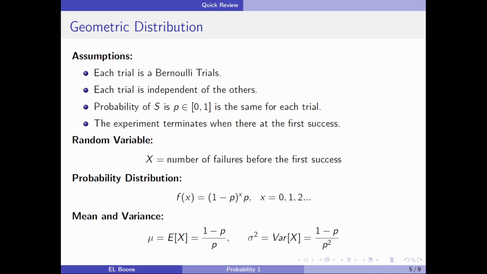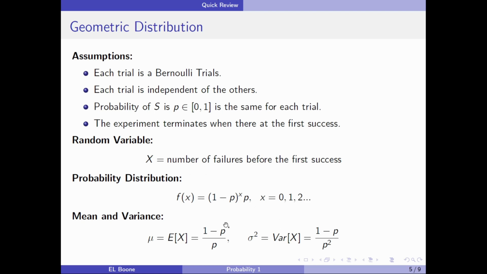All right, the geometric distribution. So each trial is going to be a Bernoulli trial. Each trial is independent from the others. The probability of success is the same for each trial, and the experiment terminates at the first success. So as soon as we see a success, we quit. Okay, so X is the number of failures before the first success. And the probability distribution is given by this, which we've seen before.